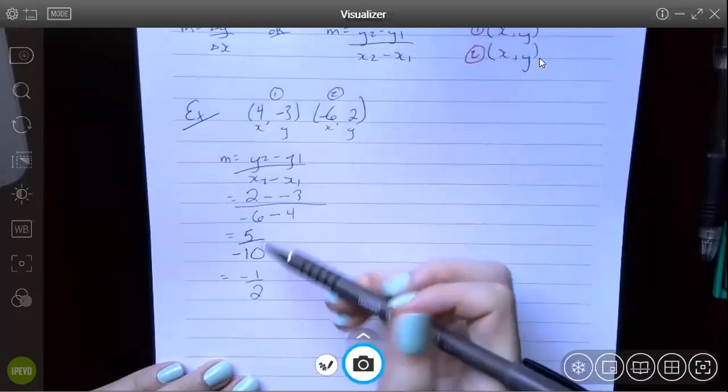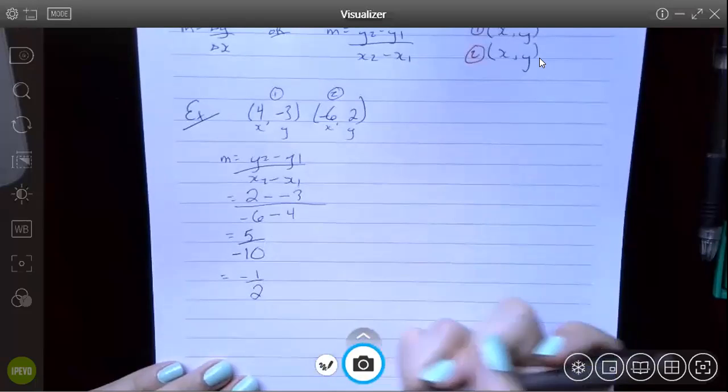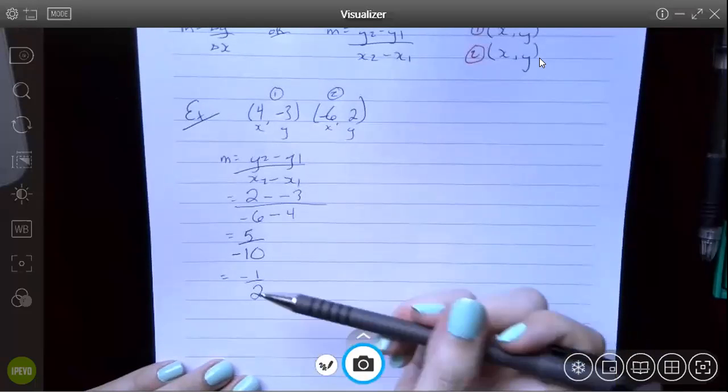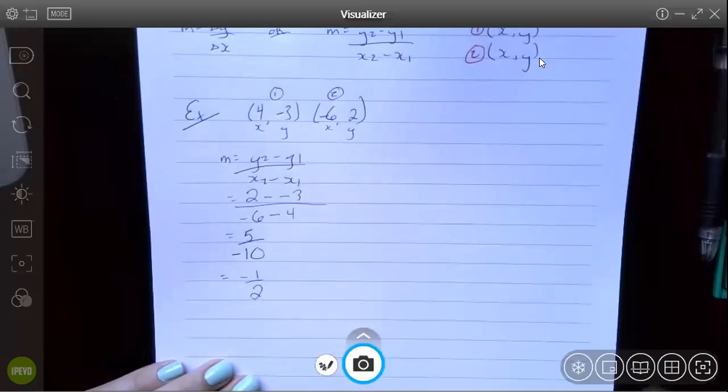And then if I have a negative sign, I always like to write it on the top. It doesn't really matter where it is. You could have 1 over -2, which means the same thing. But I do like to always write it on the top. It's a little more mathematically correct. Anyway, that's how you would solve it.